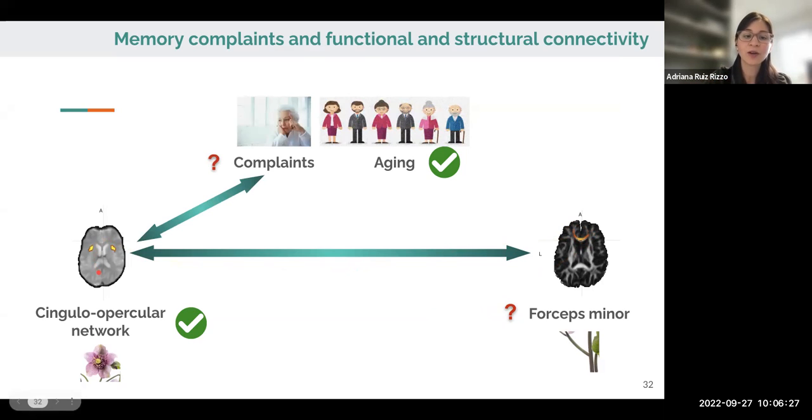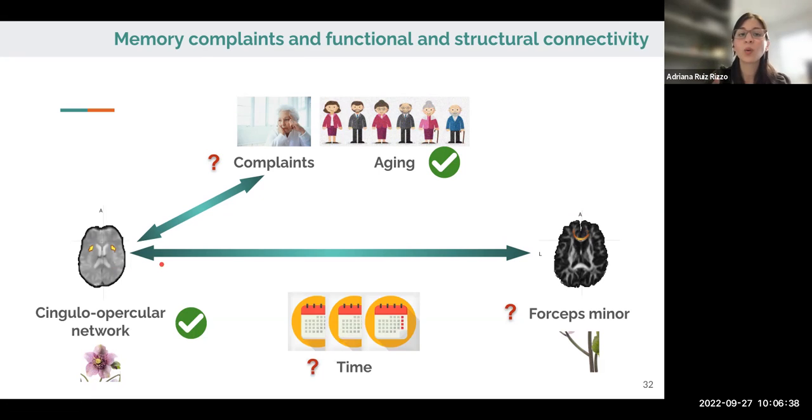We also don't know how the relationship between subjective cognitive decline or memory complaints and the cingulo-opercular network connectivity works. And we also don't know about the time frame, like what happens first, what happens next, knowing that this is a dynamic process, both aging and cognitive or memory complaints.